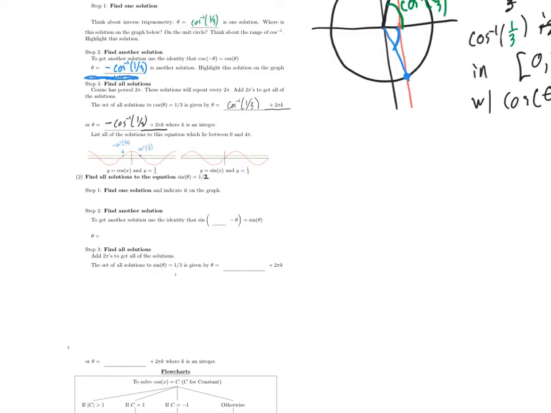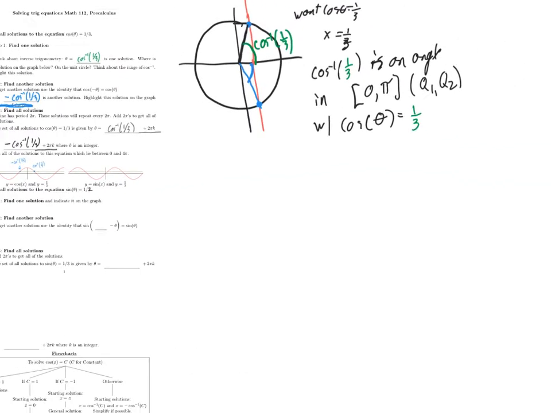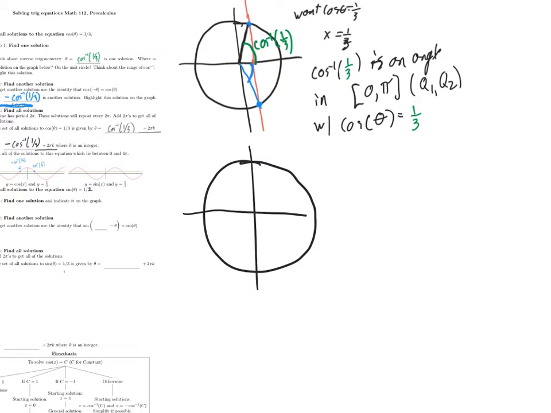Alright, so let's try to solve the equation sine of theta is equal to 1 over 2, and we'll start by looking at a unit circle to do it. So there's a unit circle. I want sine of theta equal to 1/2. So that means I want y values of 1/2. So I guess there's the line y equals 1/2. And I want to know what are those two angles.